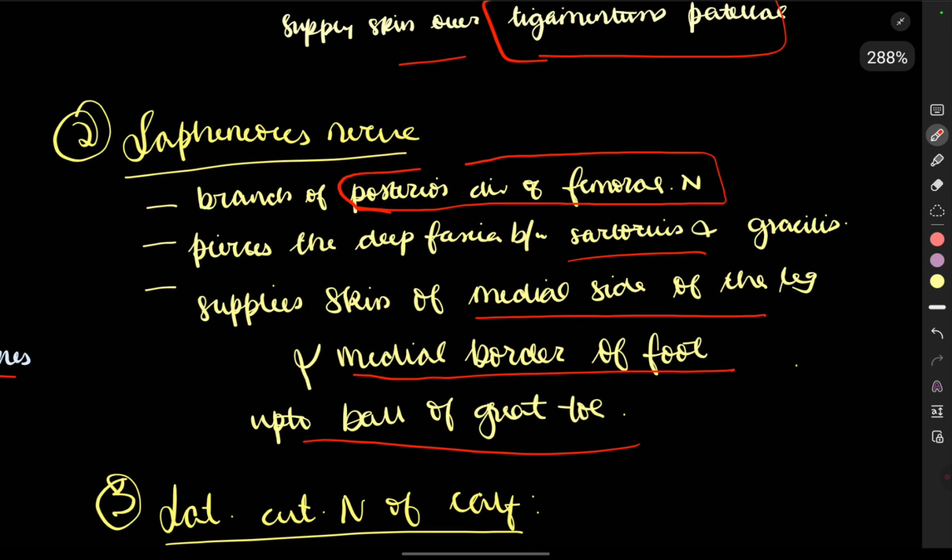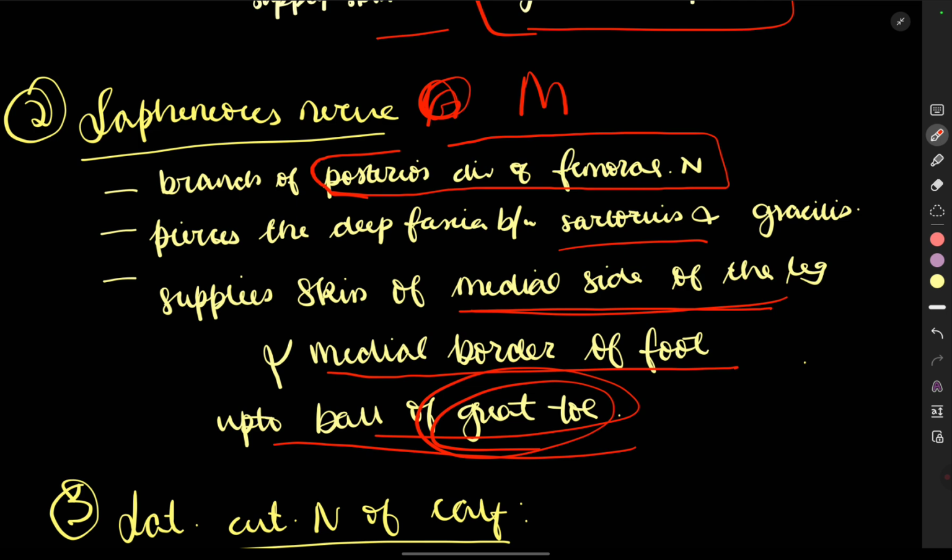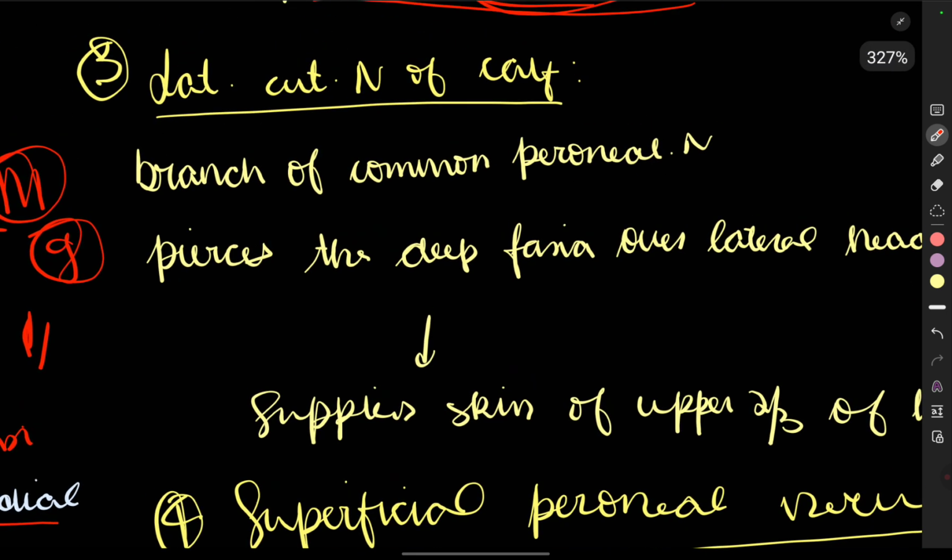So the saphenous nerve, I've already told you, the great saphenous vein is formed by the medial marginal vein, we had that, right? In the same way, we have the nerve also to the medial side of the leg, to the medial border of the foot and the great toe, because the great toe is present on the medial side of the foot. Now the lateral cutaneous nerve of calf.